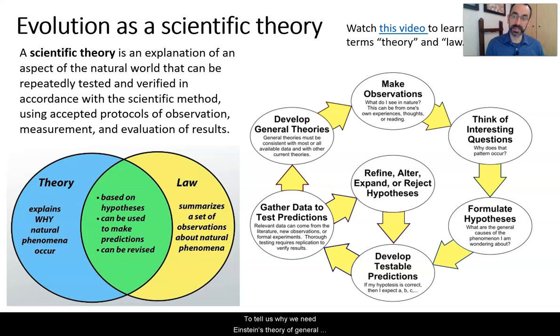To tell us why, we need Einstein's theory of general relativity, which tells us that it is about masses, particles that have mass, bending space and time around them, very much like putting a bunch of marbles on a piece of fabric that you pull really strong. That fabric still bends a little bit, so if you put marbles on top, they're going to slope in together and come together. Mass kind of does that to space and time according to the theory of general relativity. So that gives you the why. So a theory is why, a law is how.